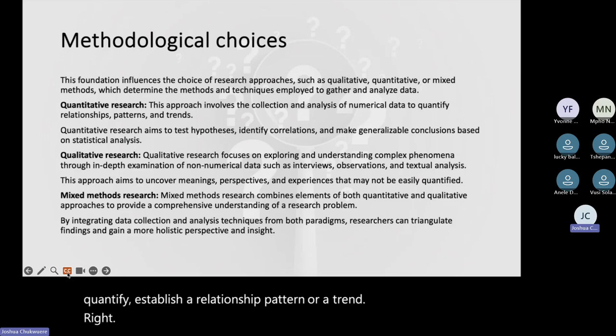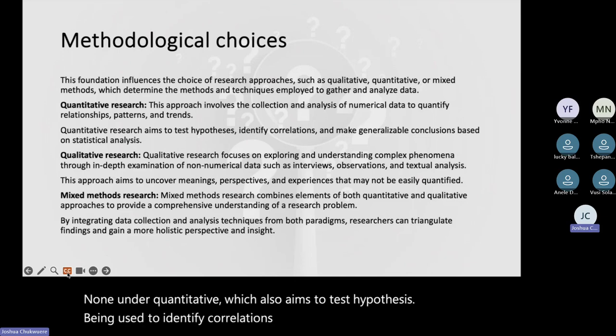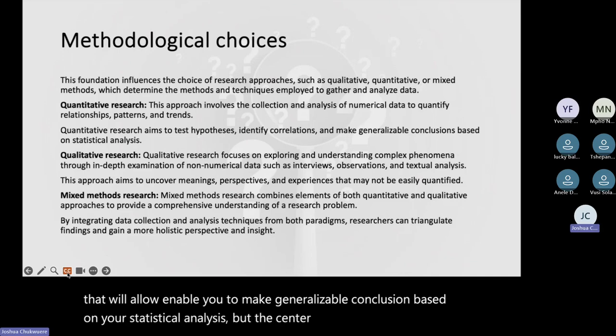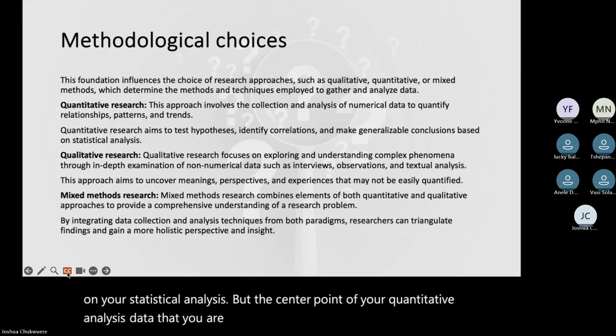Now, under your quantitative, which also aims to test hypotheses, being used to identify correlation, a relationship between variables that will enable you to make a generalizable conclusion based on your statistical analysis. But the center point of your quantitative analysis is that you are collecting numerical data.